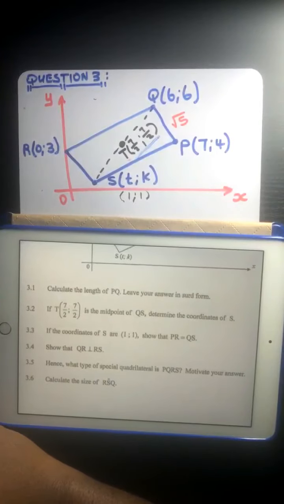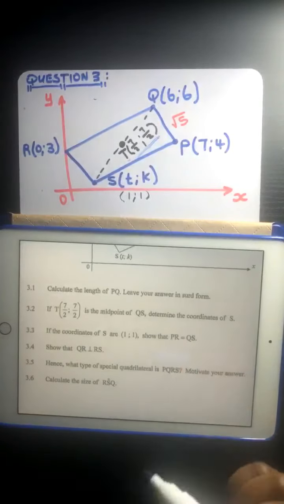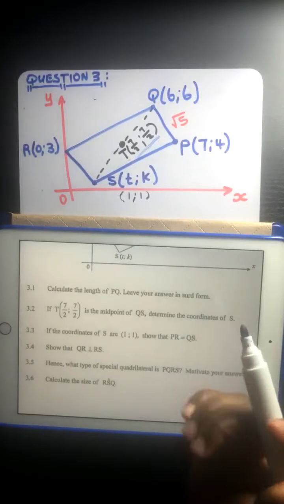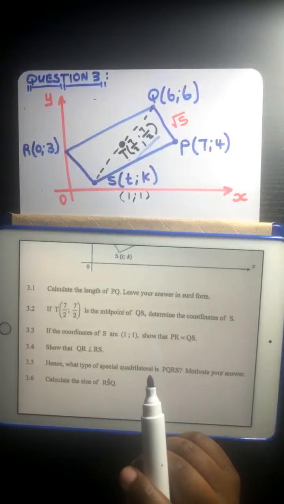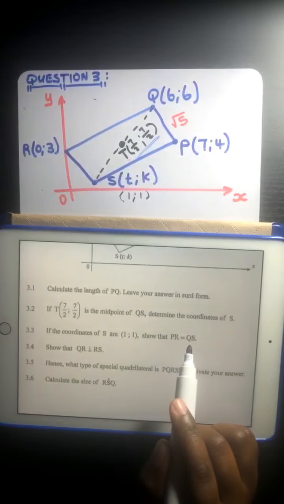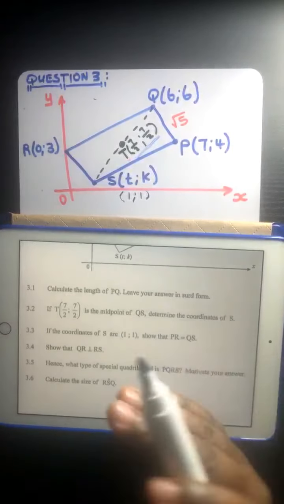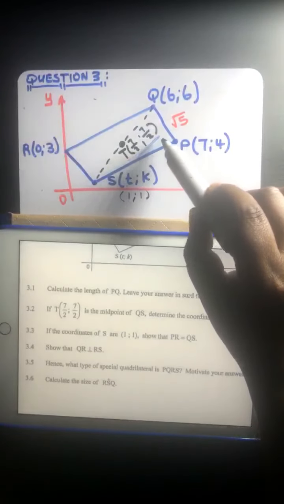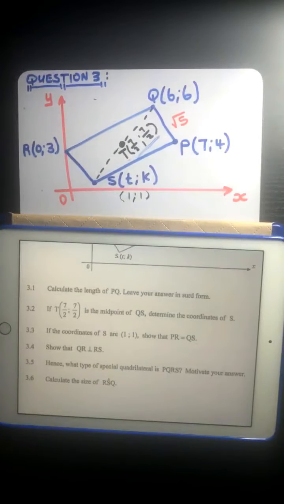But the manner in which this question is being asked, it is actually giving you an instruction to say, show that PR is equal to QS, which means already these things are equal. We just need to show. Unlike if maybe they said, is PR equal to QS, with a question mark, then you can still use the distance formula or that midpoint formula to just prove if T is equal to that. If it's not, then it means this is not a triangle.